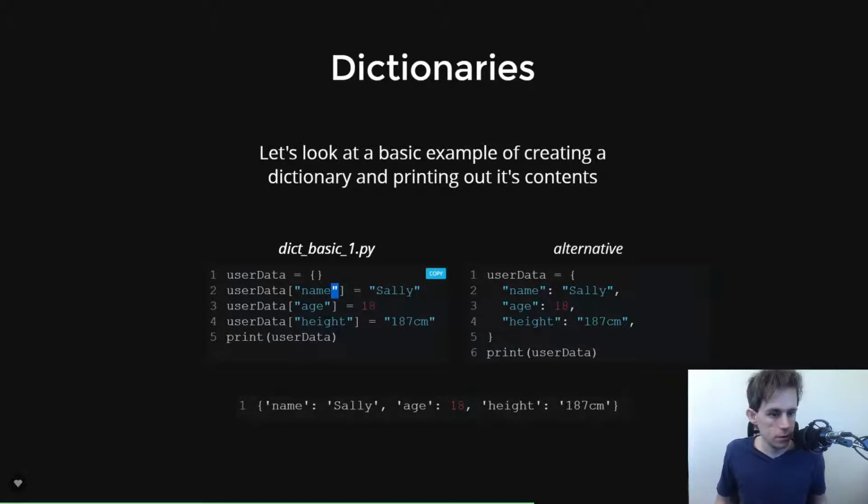Ruosong says, how can we print one container of data types in dictionary? I don't fully understand your question, sorry. I don't fully understand that question.